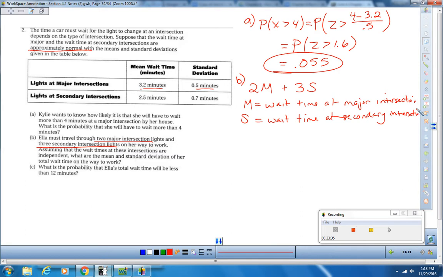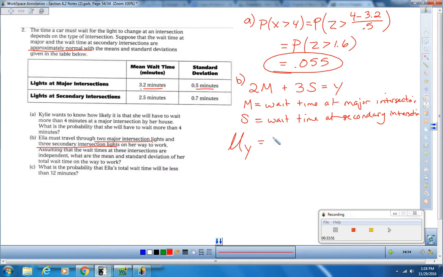Kind of fit that in there. I'm just going to say this is equal to some variable. I'm going to call this y. It's just easier if you make it a simple variable. It says we're assuming they're independent. What are the mean and standard deviation of their total wait time? So basically what I'm looking for is what's the mean of y?